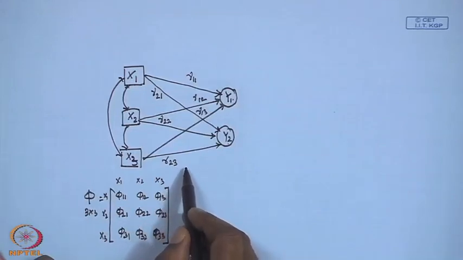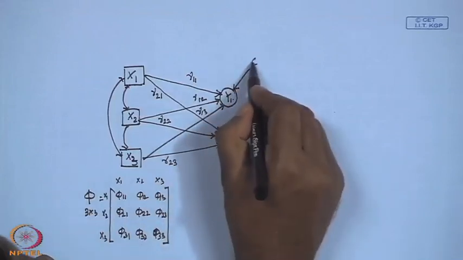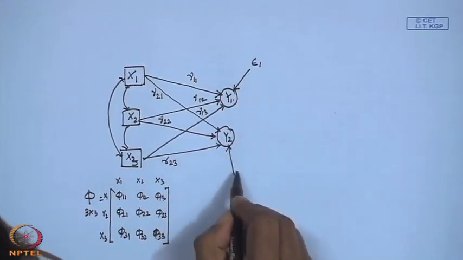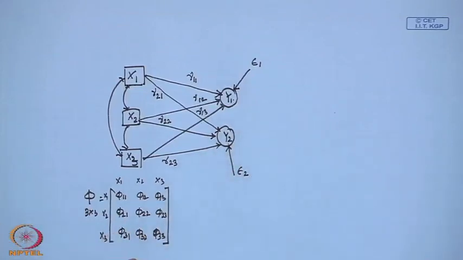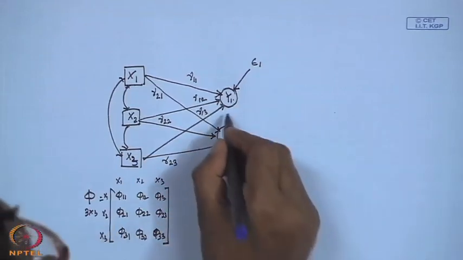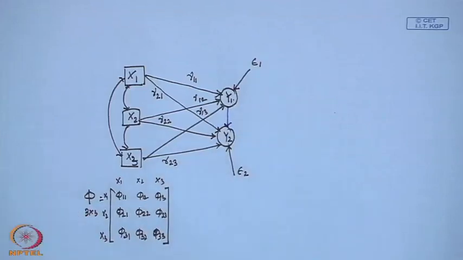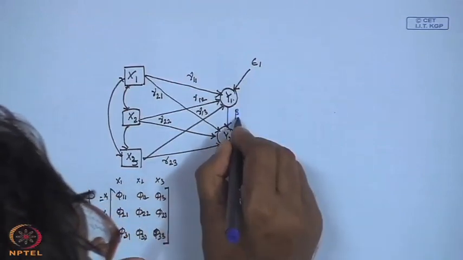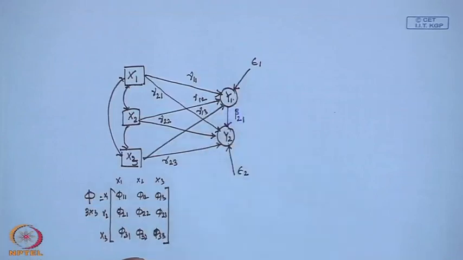As these are regression line like equations, this has an error term. This also will have an error term. In addition, here we are assuming that y2 is also affected by y1. If this is the case, you have to give a symbol like beta, between y2 and y1, this is beta 2 1.